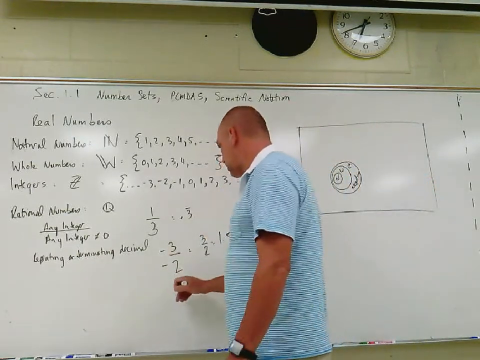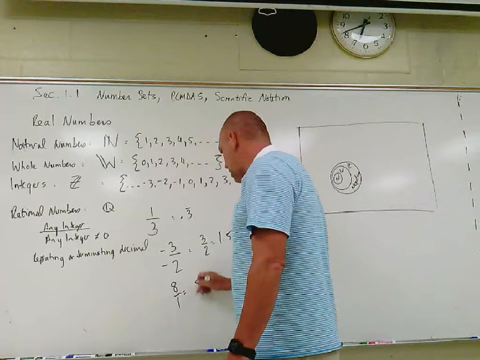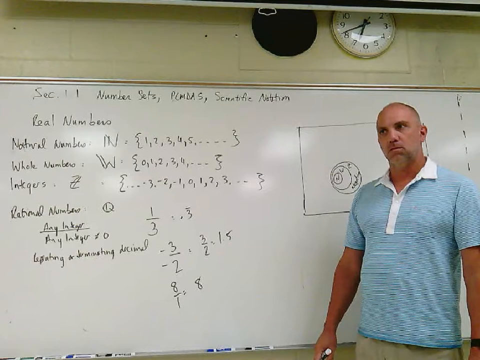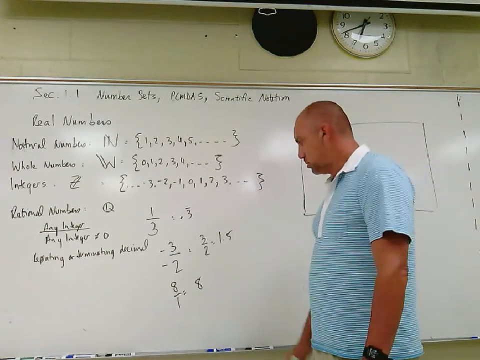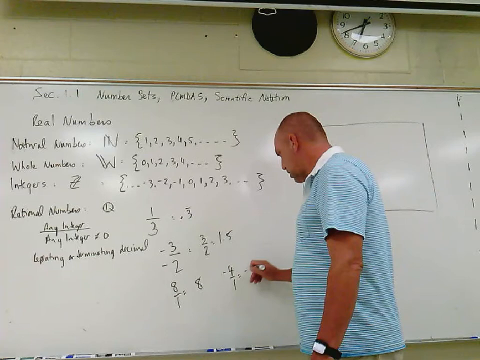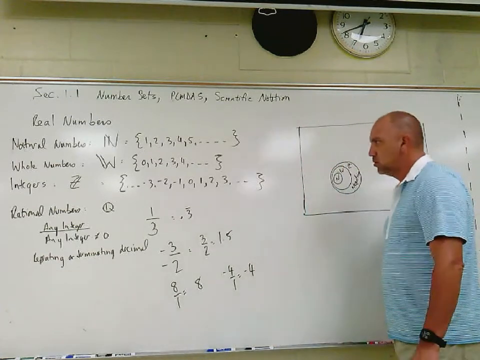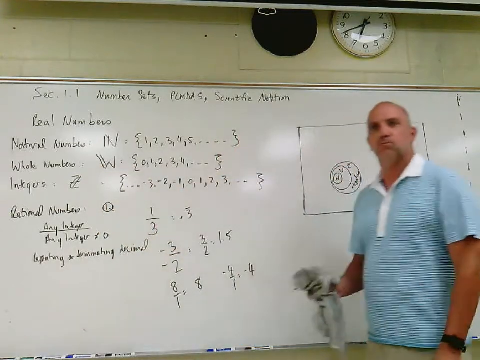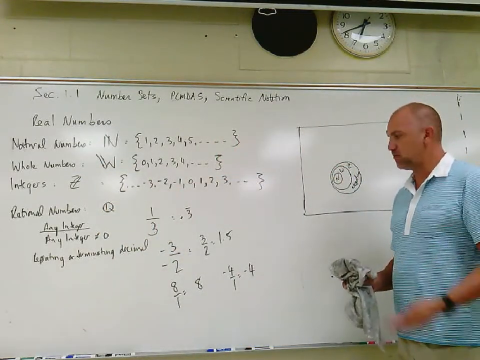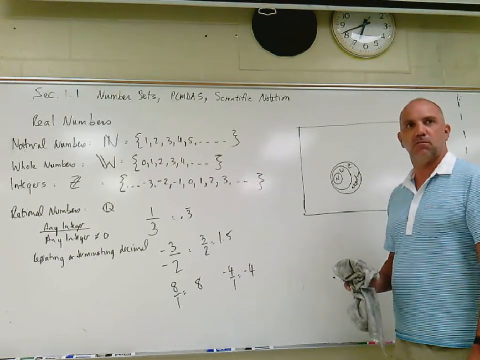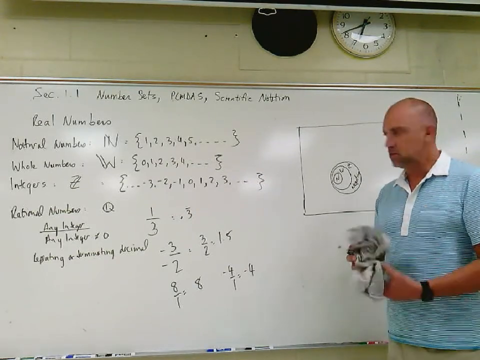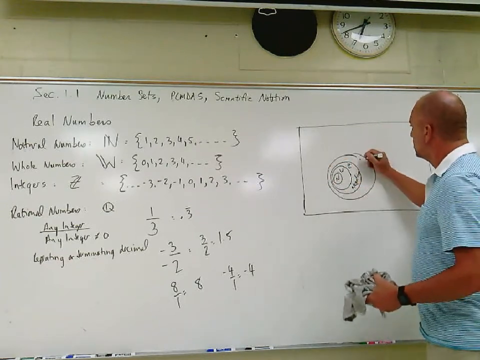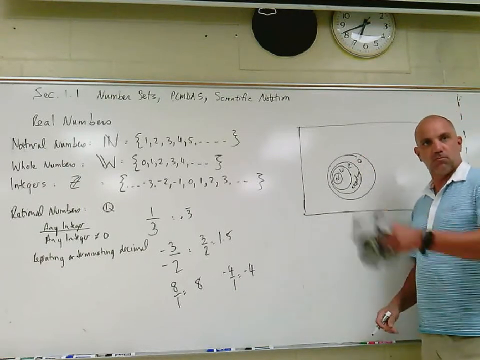Now, I could have picked 8 over 1 and gotten 8. By definition, 8 is a rational number because 1 is an integer. -4 over 1, which is -4, that's a rational number. So my question is, do the rational numbers contain all the integers? Yes, they do. Because if I divide by 1, I have an integer now, if 1 is on the bottom. Okay? So your rational numbers contain your integers.